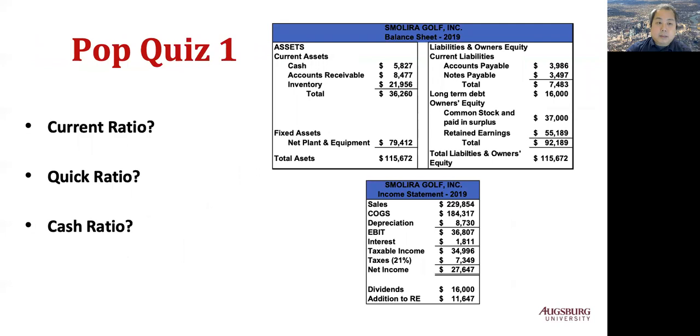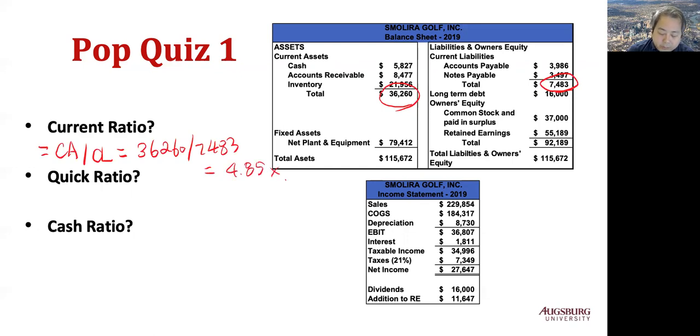First part quiz: calculate current ratio, calculate quick ratio, calculate cash ratio. Do it. The current ratio is current asset divided by current liability. Current asset is 36,260 divided by current liability 7,483. Current ratio is 4.85 times.